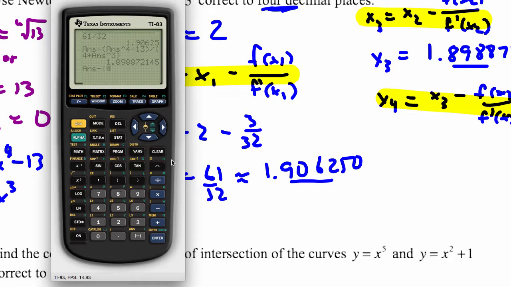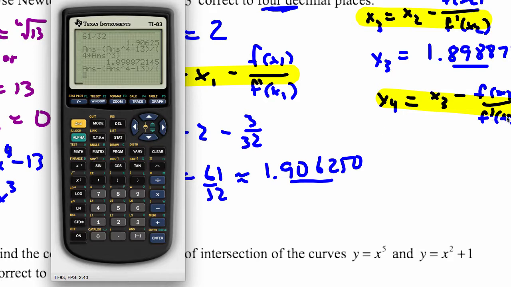Now I'm going to do the numerator. So bracket. I want f of x3. So remember f of x was x to the fourth. So I want answer to the fourth power. I want to take away 13 and close that bracket. Then I want to divide that, so open up the bracket for the denominator.